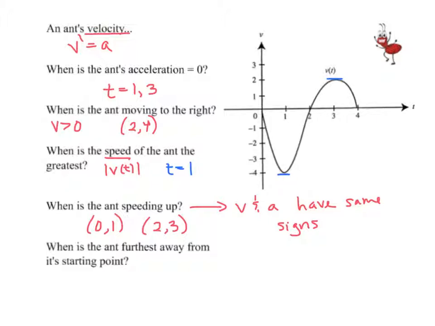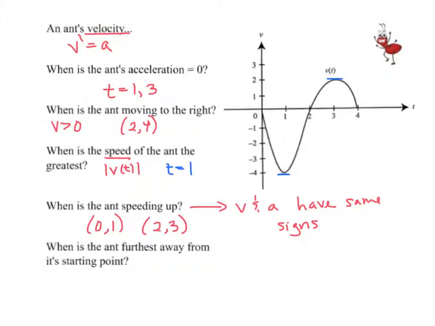If you had an equation for velocity, and you could use your calculator or just use nDeriv, checking the signs is easier than graphing it, but either way will work. When is the ant furthest away from its starting point?